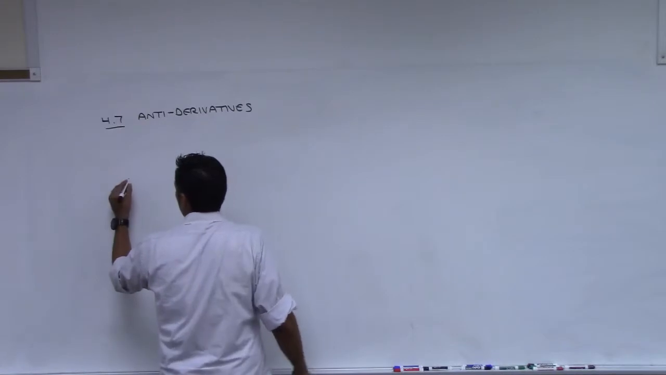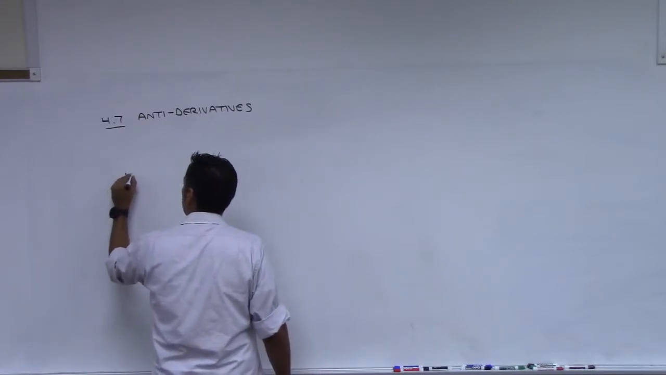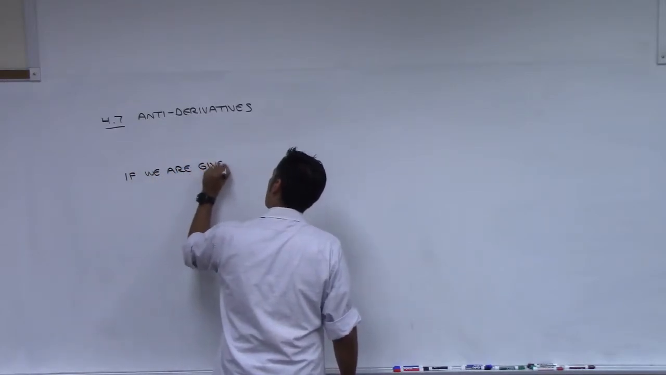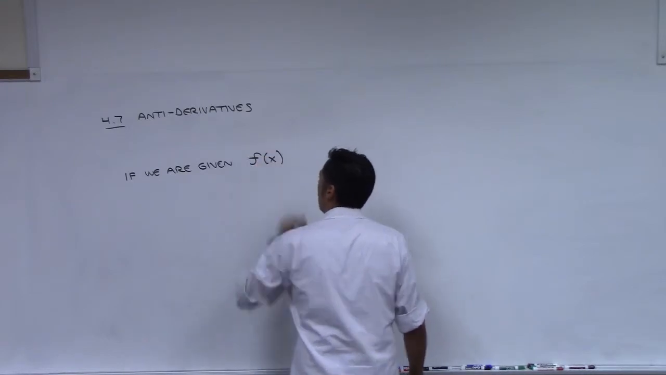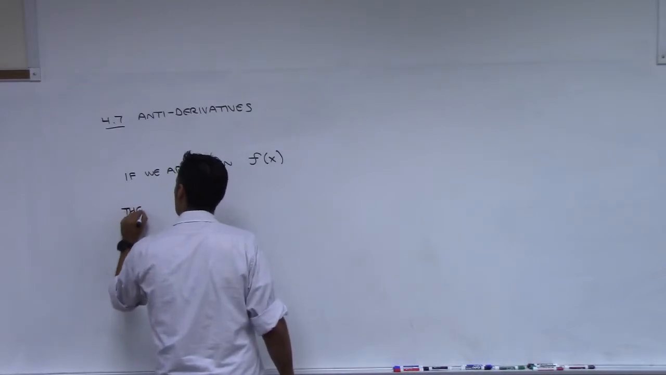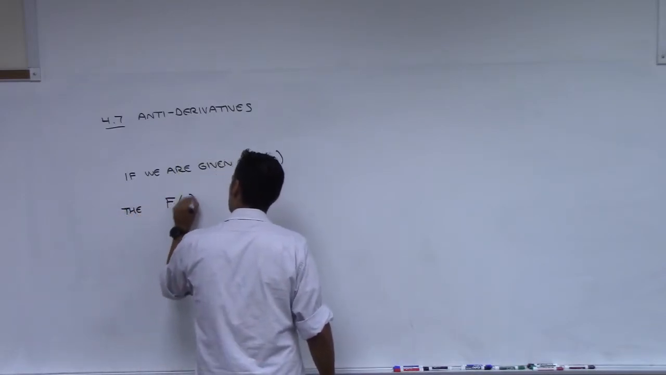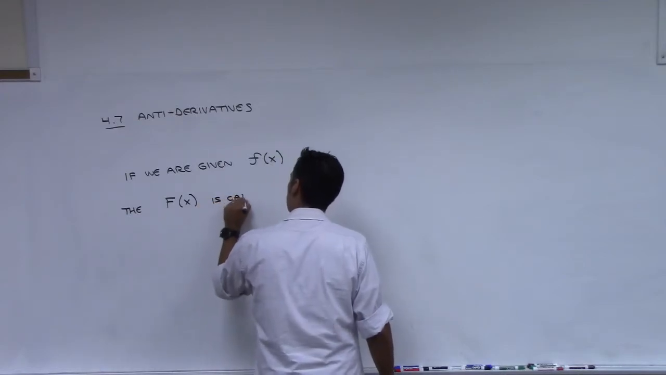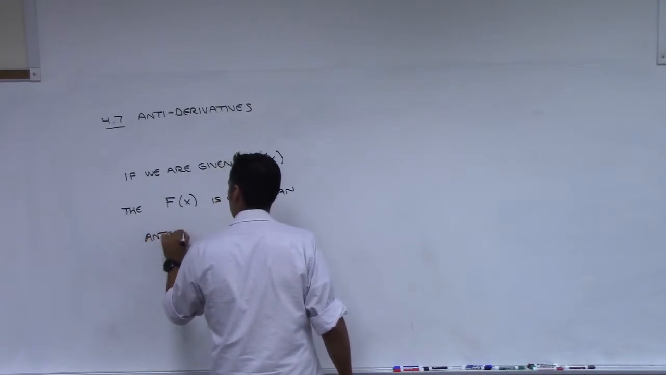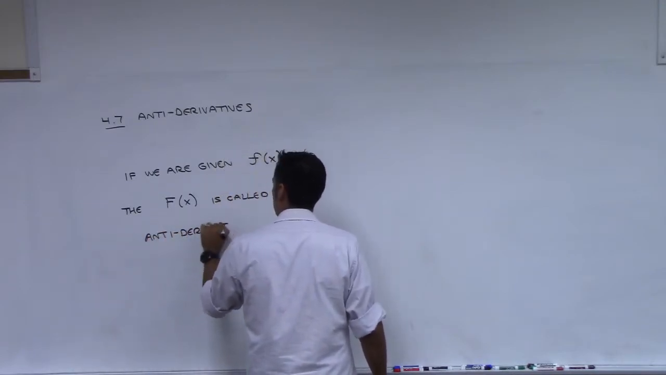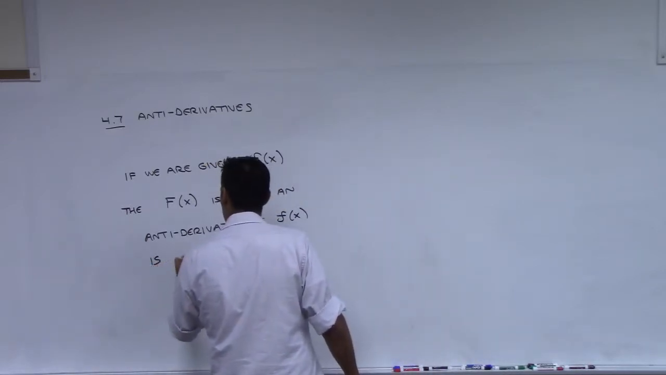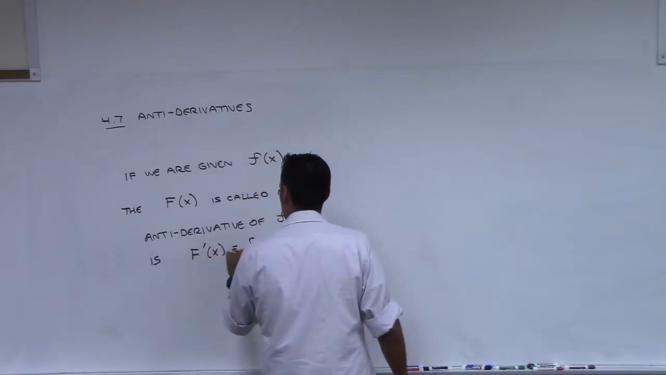All right, so first, kind of like a definition. If we are given some function of x, then capital F of x is called an antiderivative of little f of x if the derivative of capital F of x is equal to little f of x.